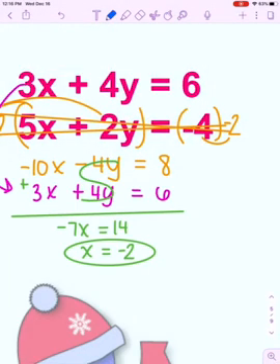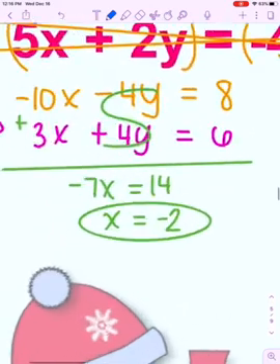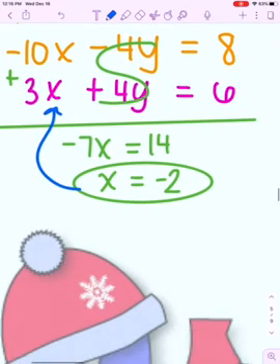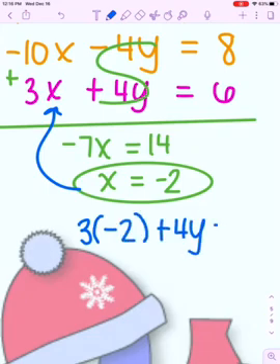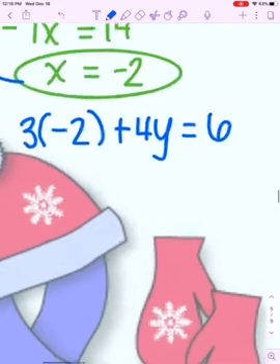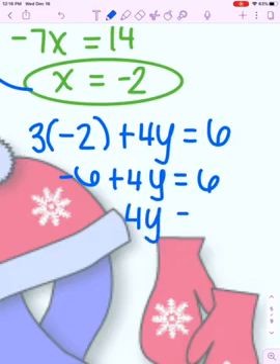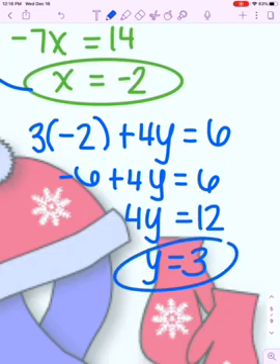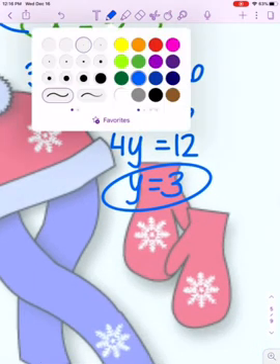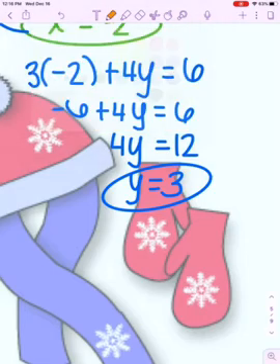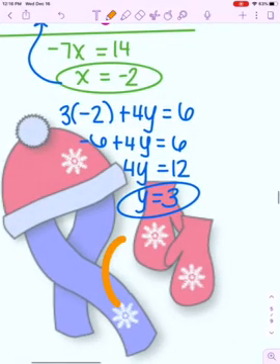We still have to plug it back in. You can plug it into any of the equations. I'll just do this one here. So 3, we now know x is -2, plus 4y equals 6. So 3 times -2 is -6. To move a -6 over, you add it. So 6 plus 6 is 12. Divide by 4. That gives you that y is 3. This is not a word problem, so we can just write our answers as an ordered pair.